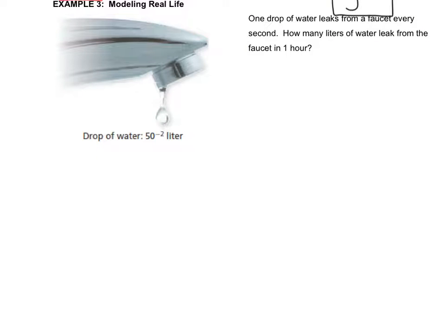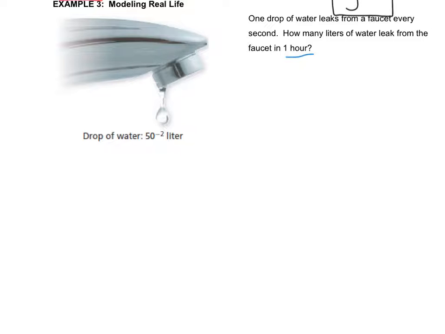And then we have a real life problem we want to talk about. A drop of water leaks from a faucet every second. How many liters of water leak from the faucet in 1 hour? So 1 hour we want to pay attention to. Over here, we're given the picture of the faucet. We're told that it is 5 to the negative second liters for every drop. So we know what 1 drop is worth. We know that it happens every second, and we want to know how many liters of water in an hour.